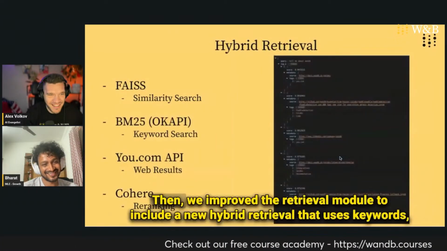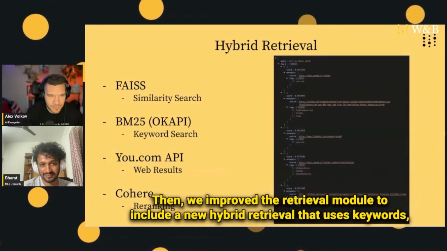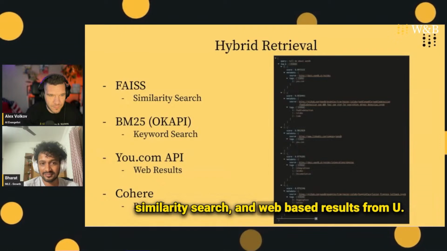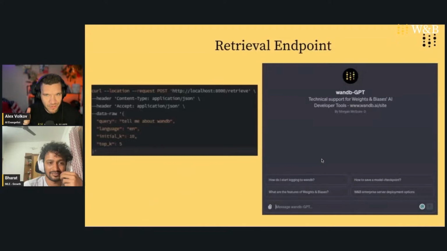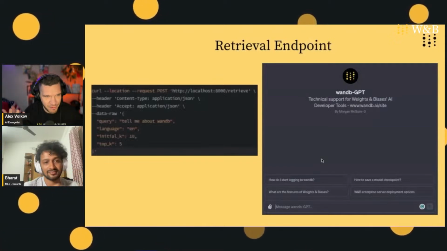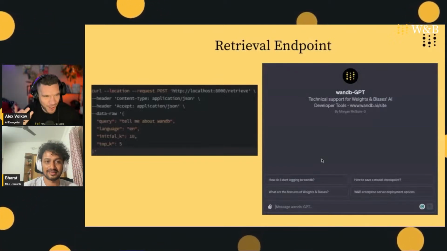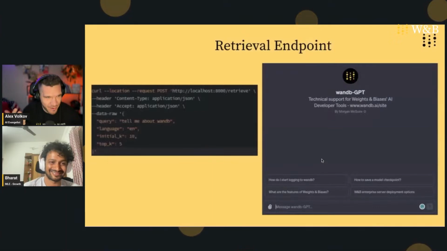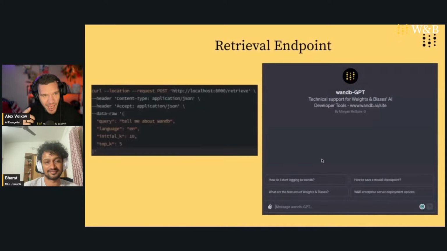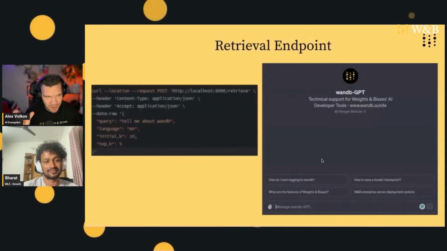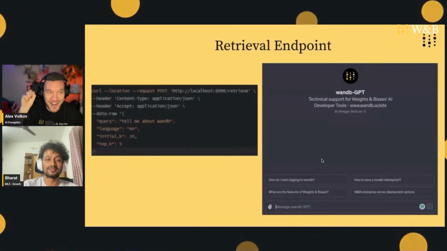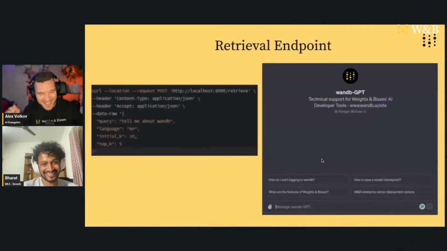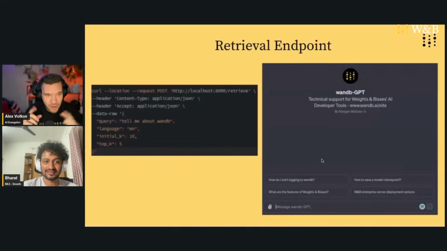Then we improve the retrieval module to include a new hybrid retrieval that uses keywords, similarity search, and web-based results from the u.com API, and finally re-ranks all of these results using Cohere re-ranking. So the hybrid thing is incredible. Many people build a RAG bot and it's only a vector search with cosine similarity retrieval. Some people go one step further and say, let's do re-ranking on whatever results we get. Hybrid is actually both. It's also, like you just said, a keyword search, because sometimes there's a keyword. So you're extracting those keywords with instructor.